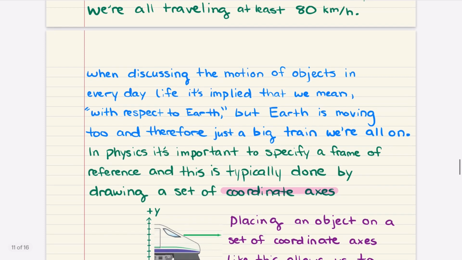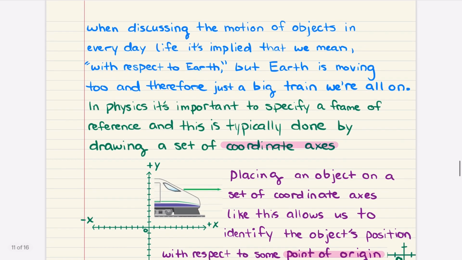And so how do we actually define frame of reference when we're doing normal physics? Well, when we're discussing the motion of objects in everyday life, it's usually implied that we mean with respect to Earth. But of course, Earth is moving too, and therefore Earth is also just some big train that we're all on. Now, in physics, it's exceedingly important to specify a frame of reference anytime you're doing a physics problem, okay?